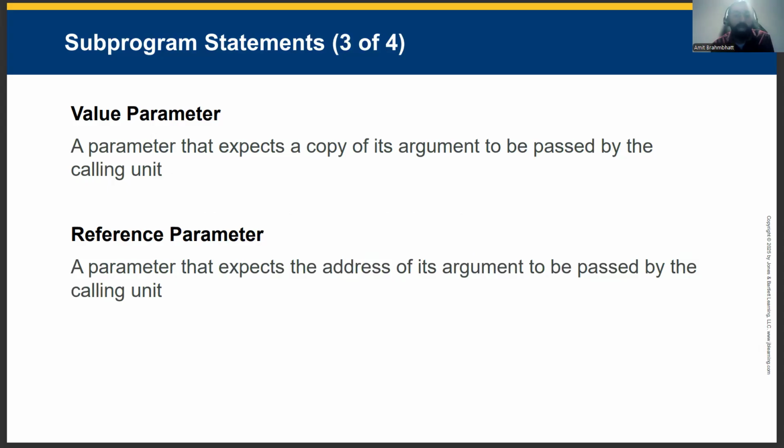Choosing between value and reference parameters is important because it determines how data flows and whether a subprogram can alter the caller's variables.